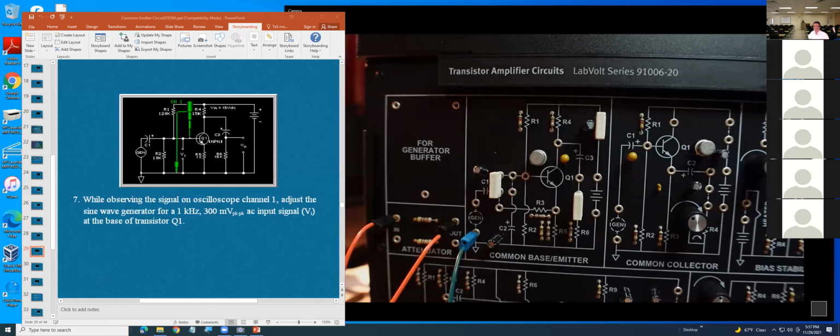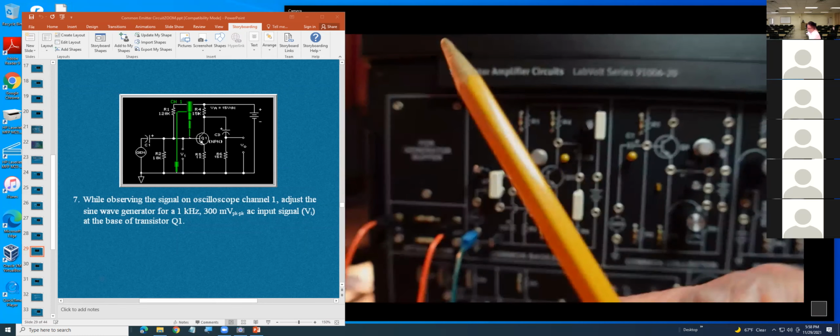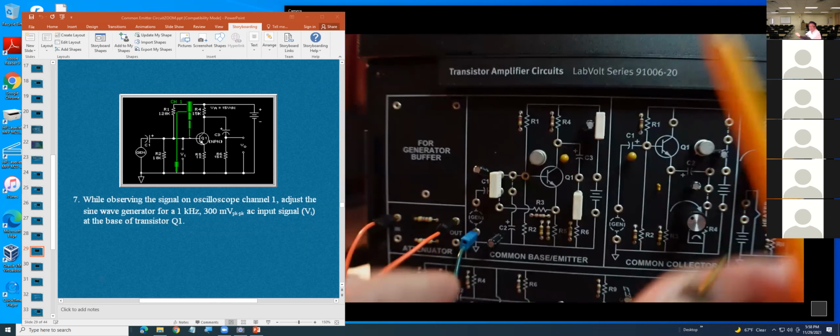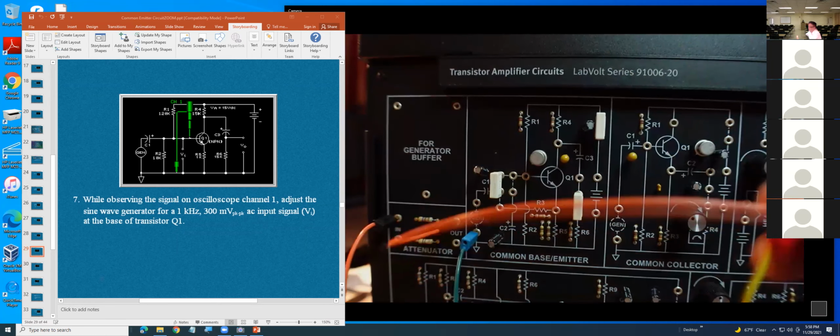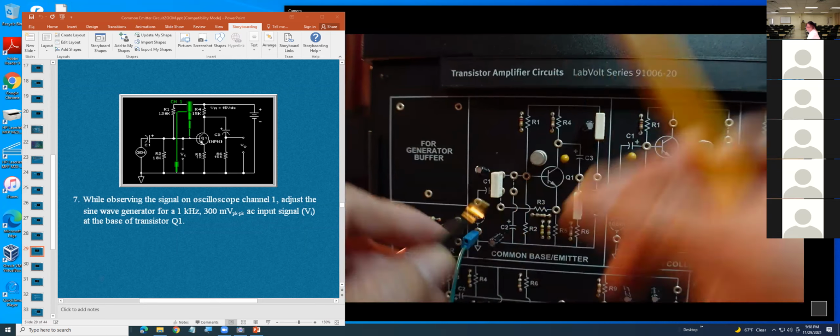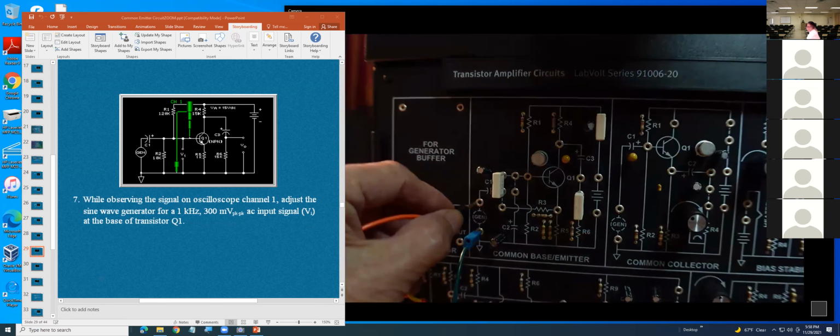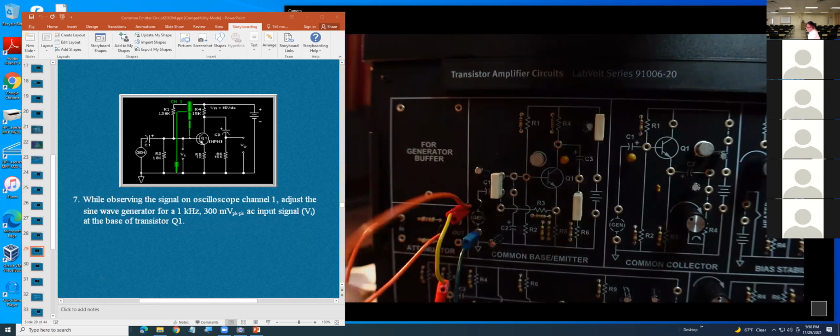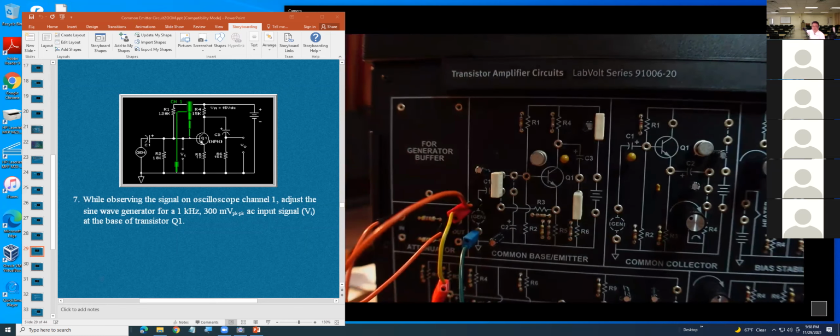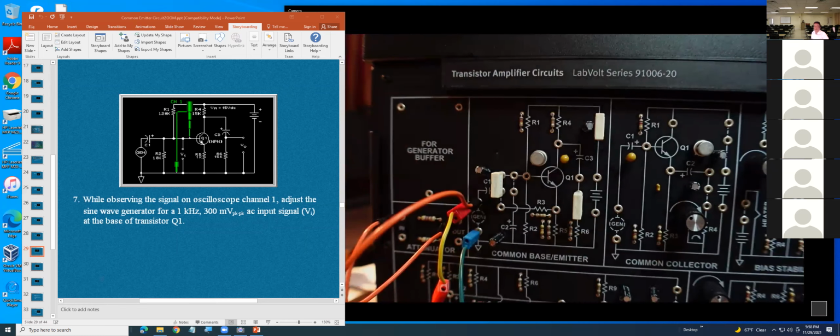Okay, thank you. Now, after I connect the generator output to the attenuator in, and also the attenuator out right here connects to the generator input of the circuit, and also connect the scope channel 1. You get that?